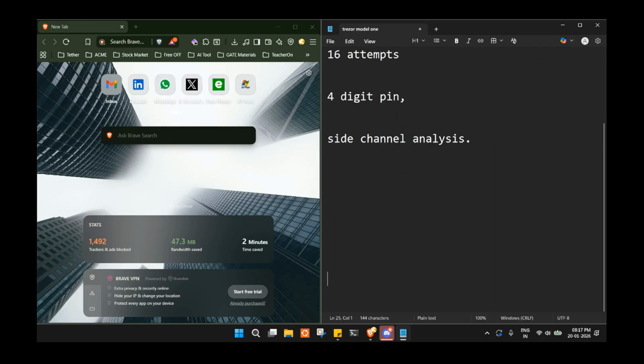Let us suppose I should not talk about Trezor, but okay, let's say there is a company named ABC. They have a PIN set as 2345. Any firmware engineer or hardware engineer can do the side channel analysis. In that, you can scan the chips.